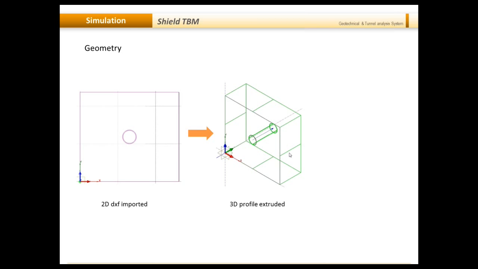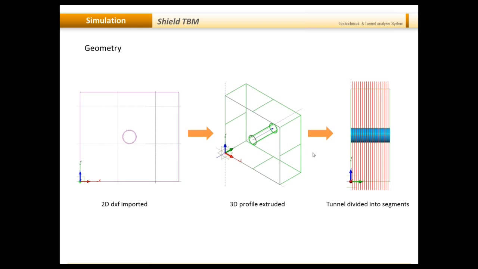And once we have generated a solid from it, since we'll be doing construction stage analysis, we'll divide this tunnel into a number of segments, and for this we'll create a plane and divide the solid. So let me go through these steps.